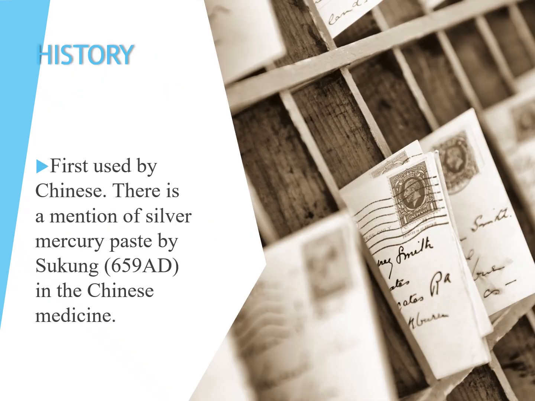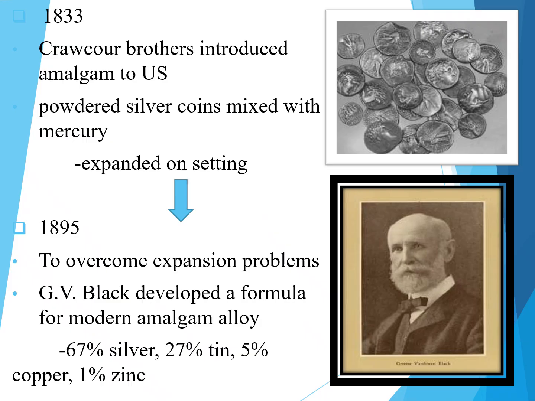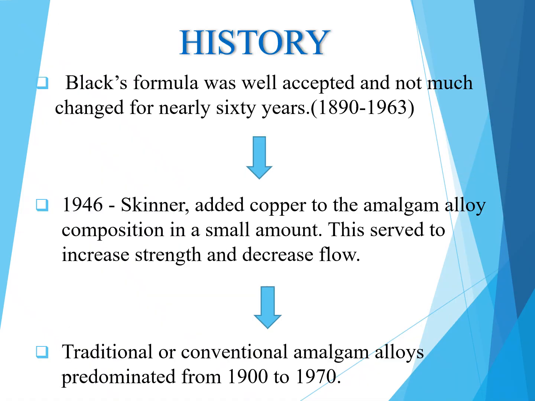History. First used by the Chinese. There is a mention of silver-mercury paste by Su Kung in 659 AD in Chinese medicine. In 1833, the Crawford brothers introduced amalgam to the US. In 1895, to overcome the expansion problem, G.V. Black developed a formula for modern amalgam alloy, in which 67% silver, 27% tin, 5% copper, and 1% zinc is there. Black's formula was well accepted and not much changed for nearly 60 years.